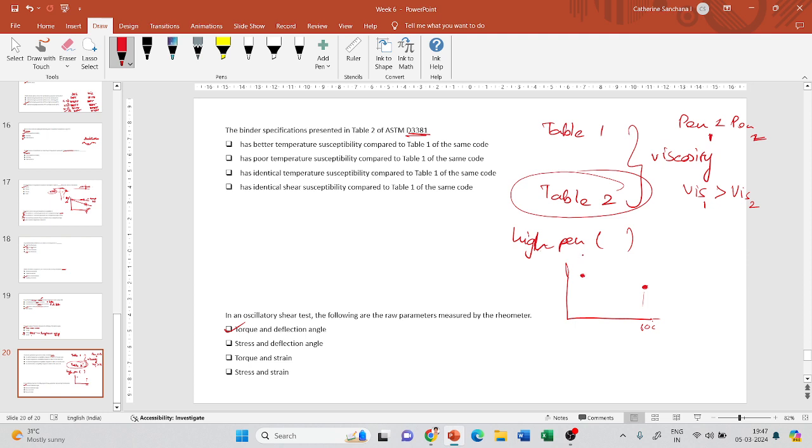So this is table 1 and this is table 2. Which do you think has better temperature susceptibility? Table 2 has better temperature susceptibility compared to table 1 of the same code.